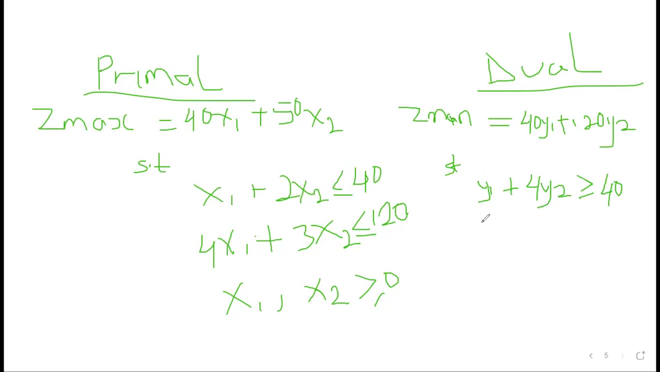And 2y1 plus 3y2 greater or equal to 50. Equal to 120, 50. Then your y1, y2 is greater or equal to 0.